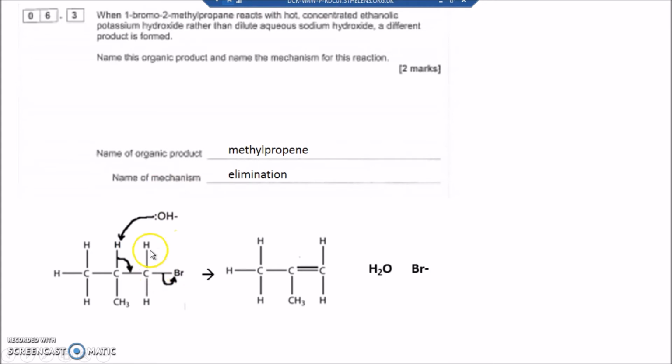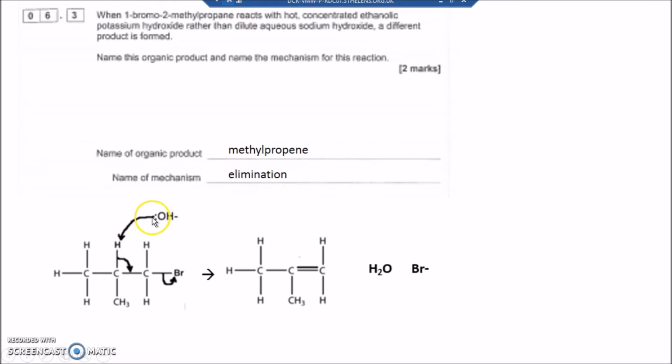If you have a look at the C-Br, instead of the OH- attacking the C and replacing the Br, what actually happens is you find the C-Br, you go along to another carbon, and find an H. So you go from the Br, 1, 2, 3, and you find an H. You find the C-Br, you find the neighbouring carbon, and you find the H on that carbon. And the OH- attacks that, bonds to that H. You use the lone pair of electrons for the curly arrow. Remember, it can't come from a minus, it's got to come from the lone pair of electrons. And it attacks and bonds to the H.